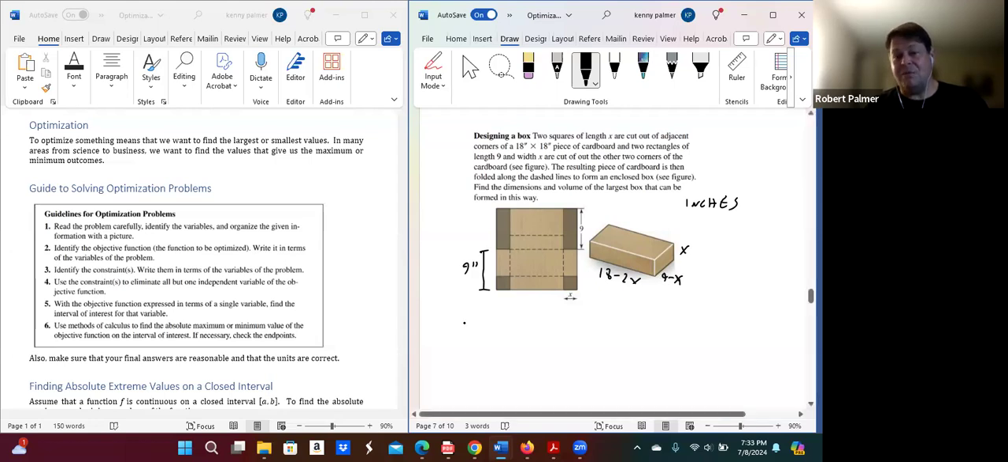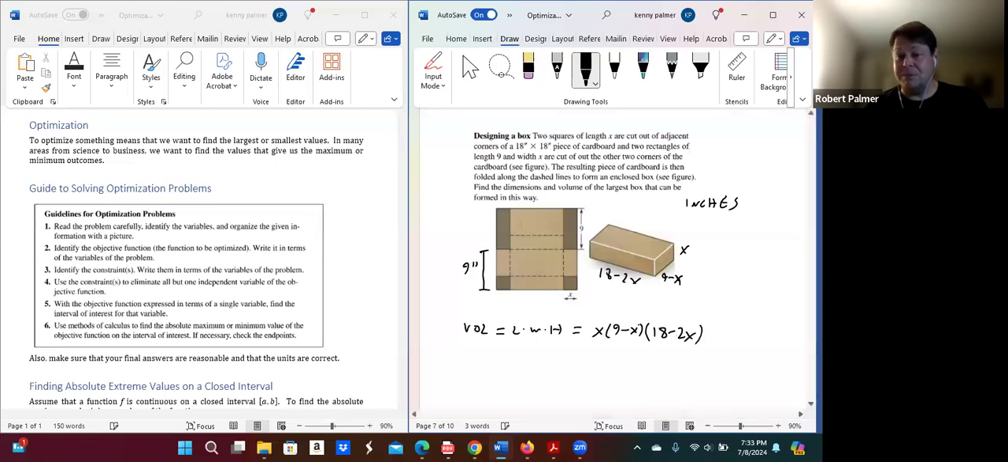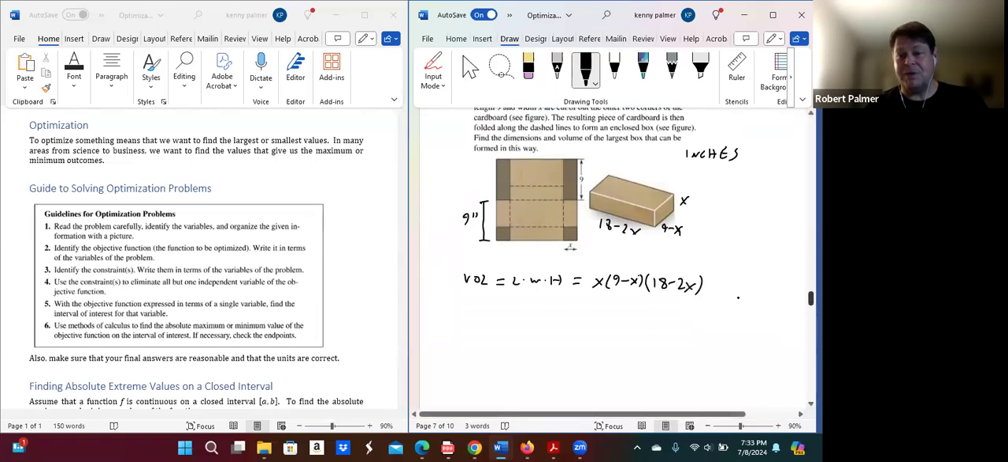Now, of course, the volume of a box like this is equal to length times width times height. And then that's going to be, if we put all this together, x times 9 minus x times 18 minus 2x, all in terms of x. Length times width times height. Okay, I want to maximize this. I want to find the x that maximizes it.